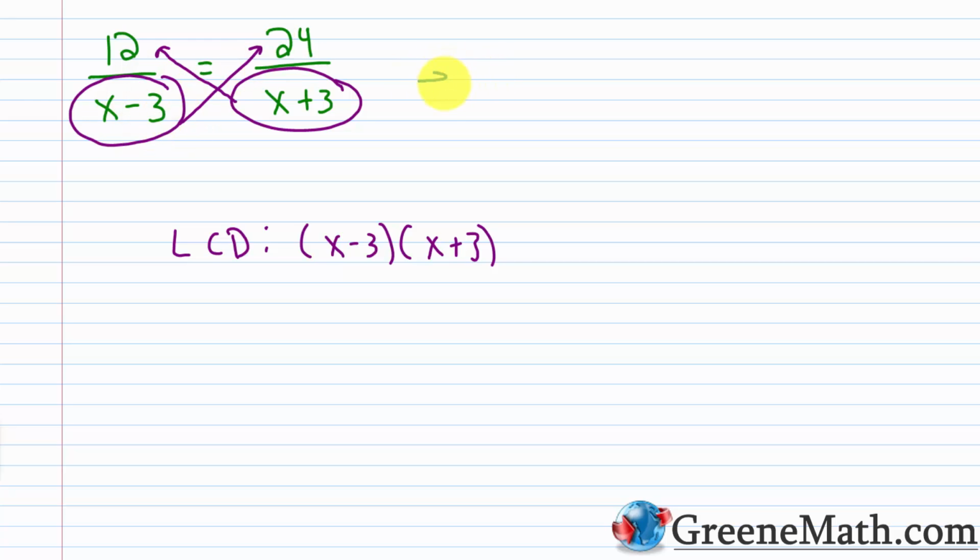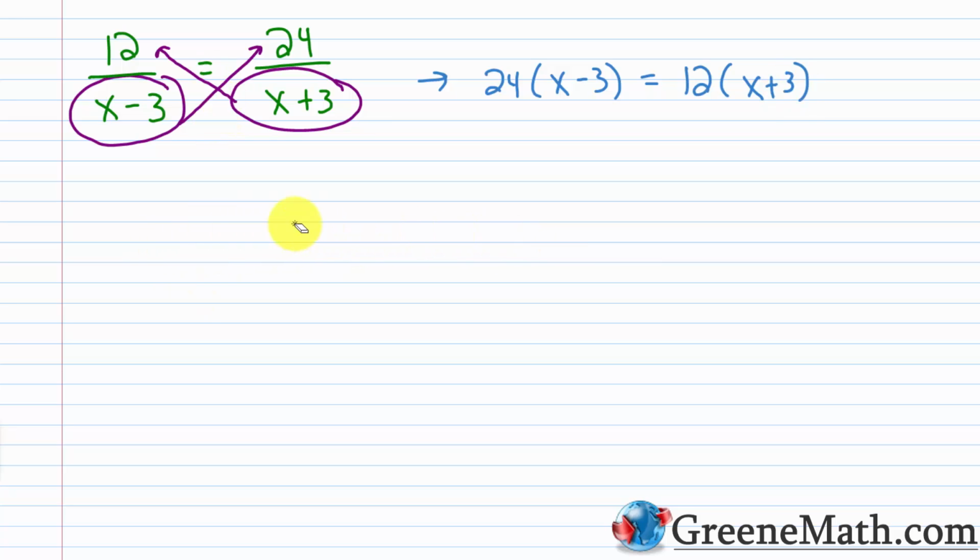This would be 24 times the quantity x minus 3 is equal to, same thing over here, the x minus 3 would cancel, and I'd be multiplying 12 by x plus 3. That's what I'm doing when I'm cross multiplying. So 12 times the quantity x plus 3. That's a little shortcut for you to speed up the process if you get this scenario.